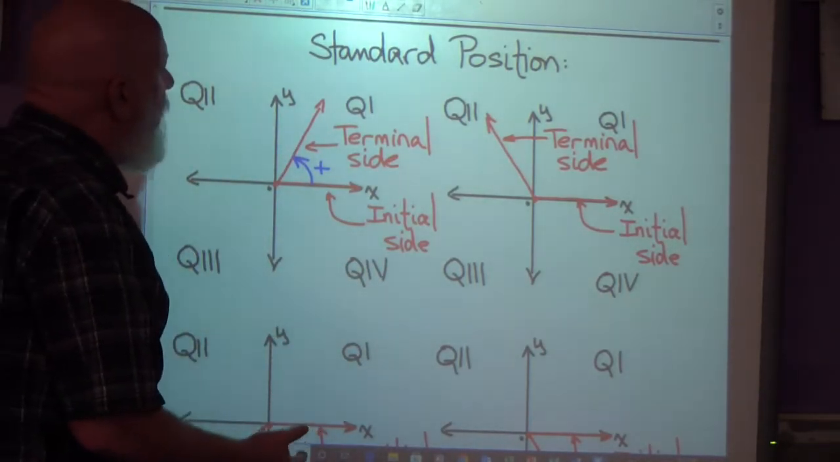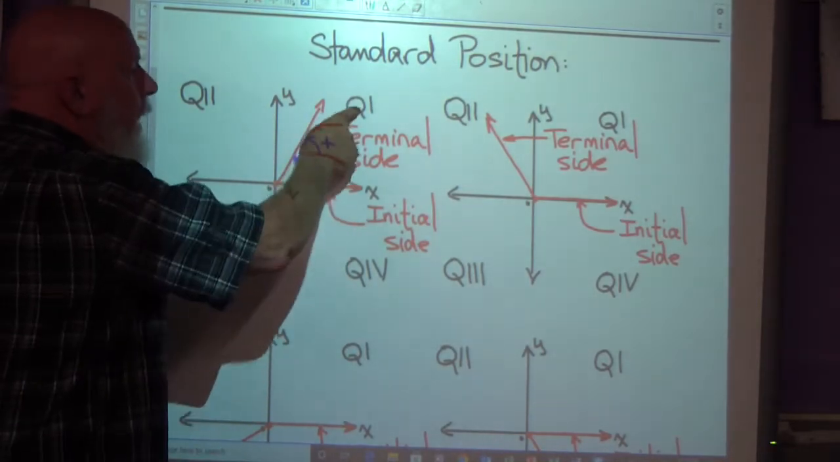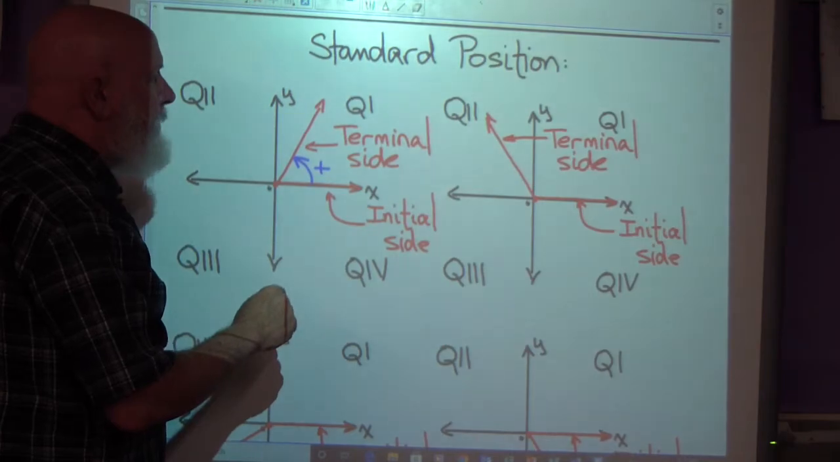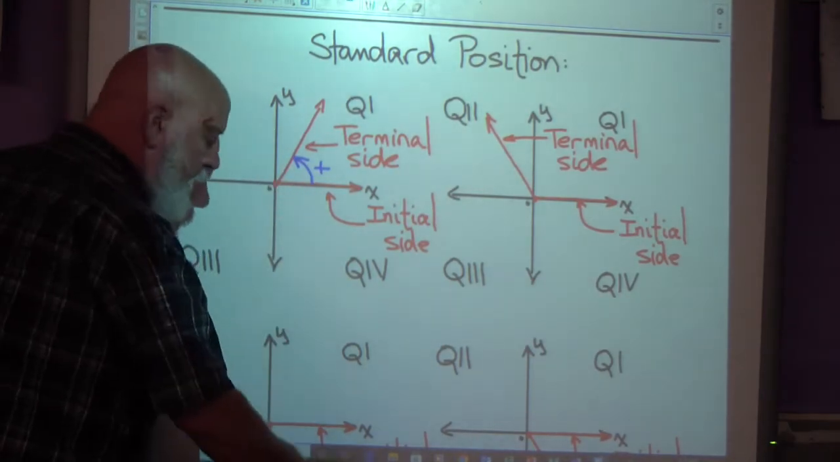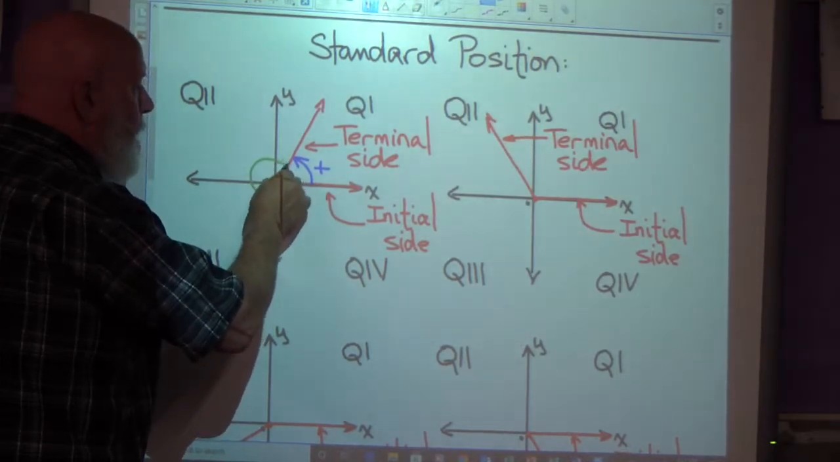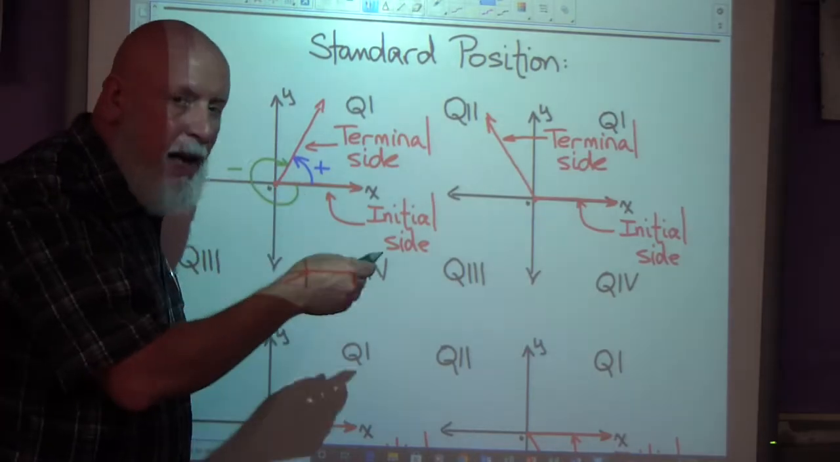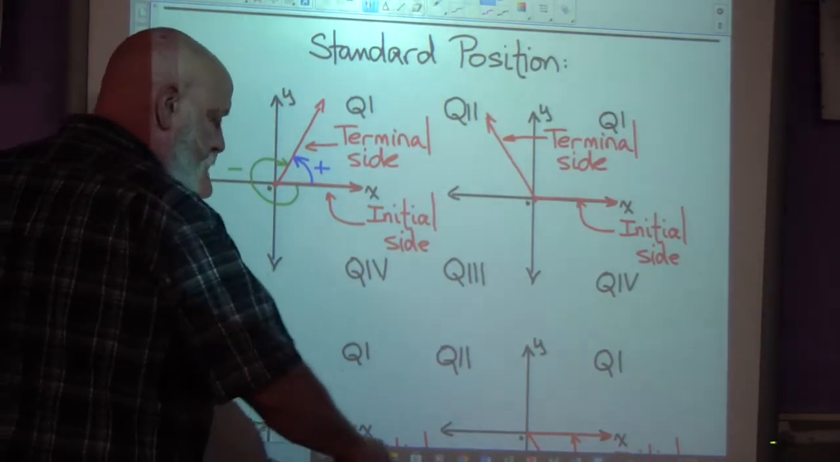So if I asked you, in what quadrant does this terminal side lie, you would tell me it lies in quadrant 1. Okay? It could be a positive rotation that stops there, or it could be a negative rotation that stops there. The question is, which quadrant does the terminal side lie in?